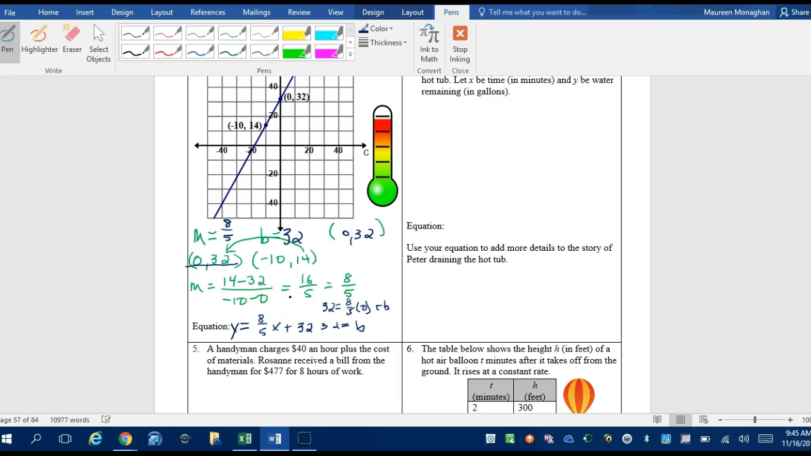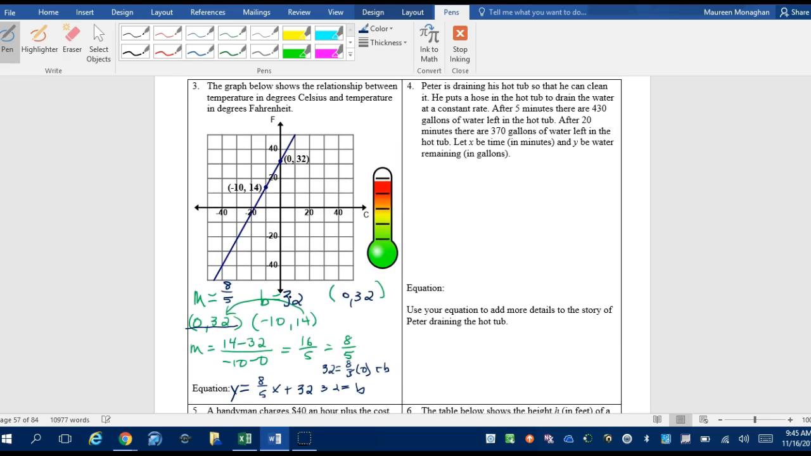Okay, let's take a look at this next one. Peter is draining his hot tub so he can clean it. He puts a hose in the hot tub to drain the water at a constant rate. After 5 minutes, there were 430 gallons of water left in the hot tub. After 20 minutes, there are 370. Let x be time in minutes. I like to write this: minutes is my x and gallons is my y. Okay. So now I set up my 2 points, (5, 430) and (20, 370). Let's find our slope and our y-intercept.